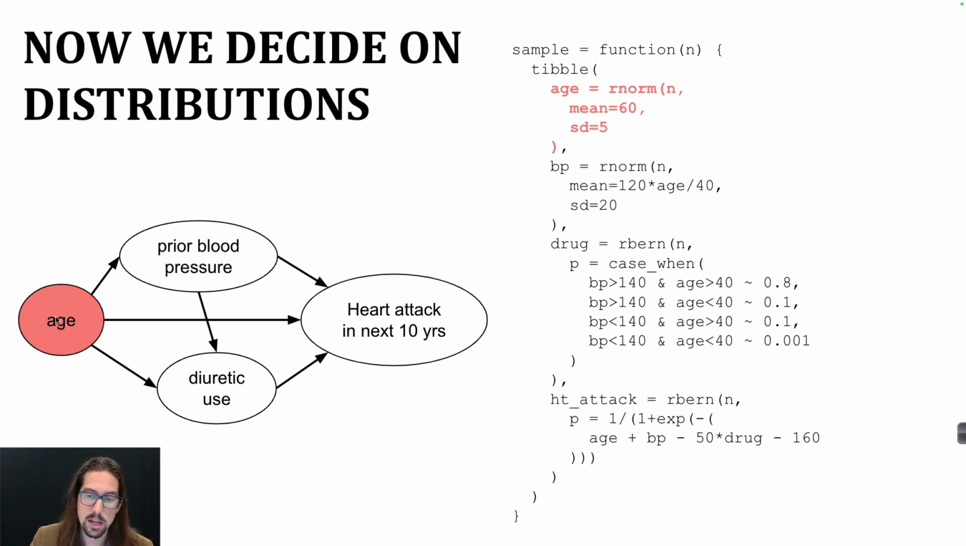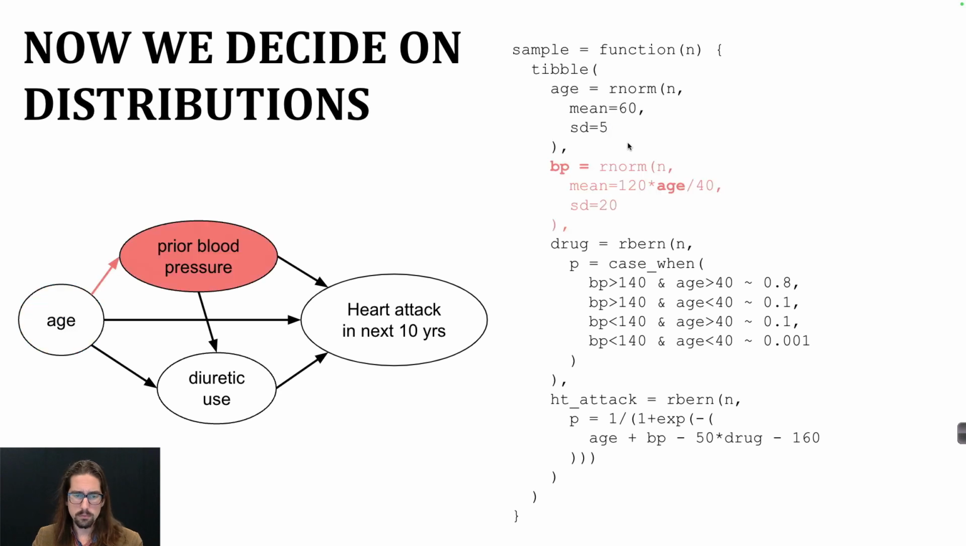So let's start with age. All we have to do here is pick a marginal distribution for age, because there's no arrows going into it. So this factor of the overall probability distribution is going to be a marginal factor. Again, we're just making it up. In this population of interest, I haven't told you what it is, but let's imagine that age has a marginal distribution with a mean of 60 years old and a standard deviation of 5 years.